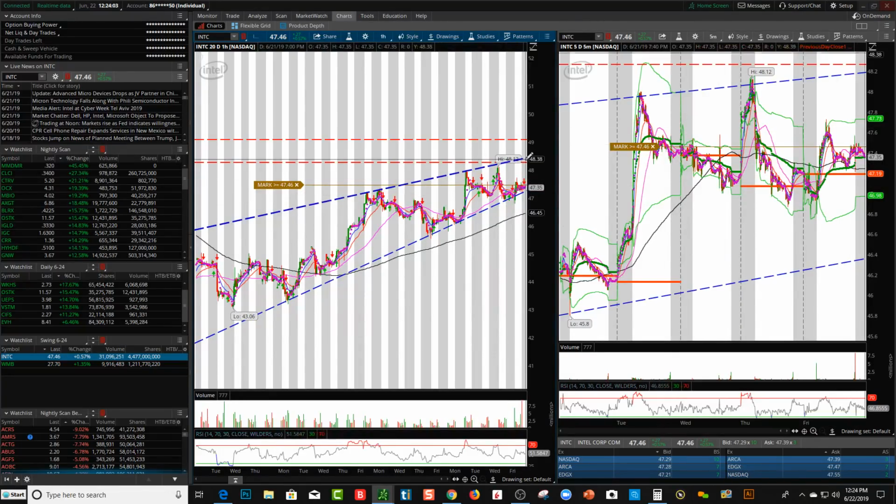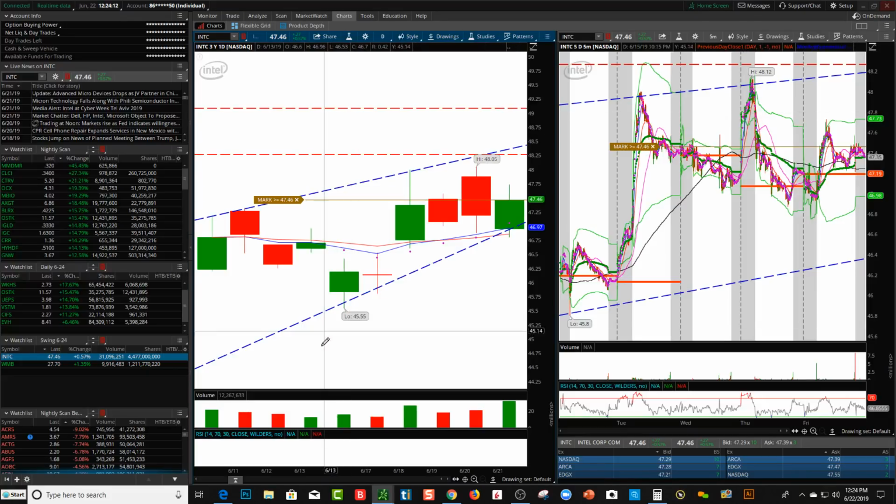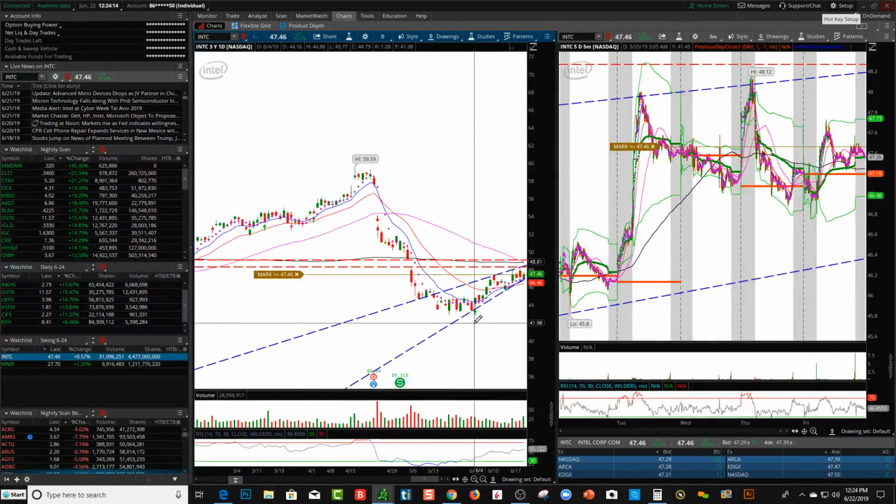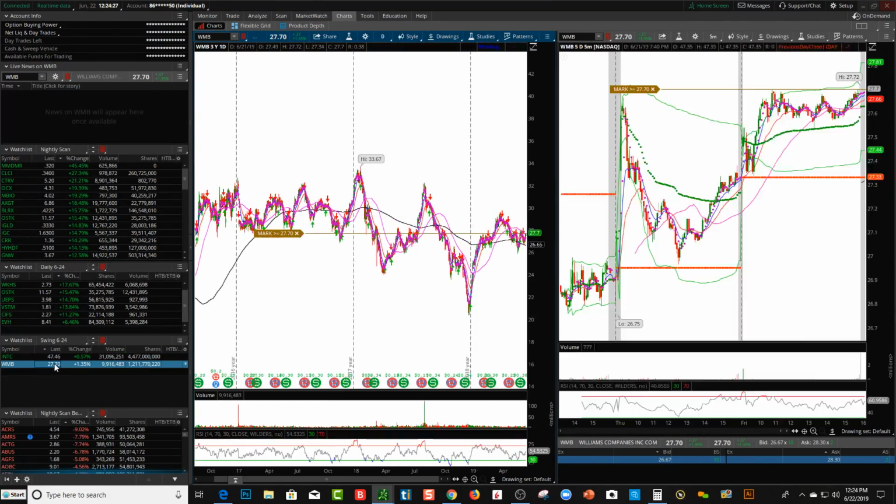This might have some possible room anywhere between this 48 to 49 level if it can pop up a little. That's why I put Intel on there. It's got the potential to go from say $47.50 up to $48.50, $49. There's the potential of this to move $1 to $1.50. That's why I put that one on. It's a little bit tighter than I like, but that's why I have it on the watch list.